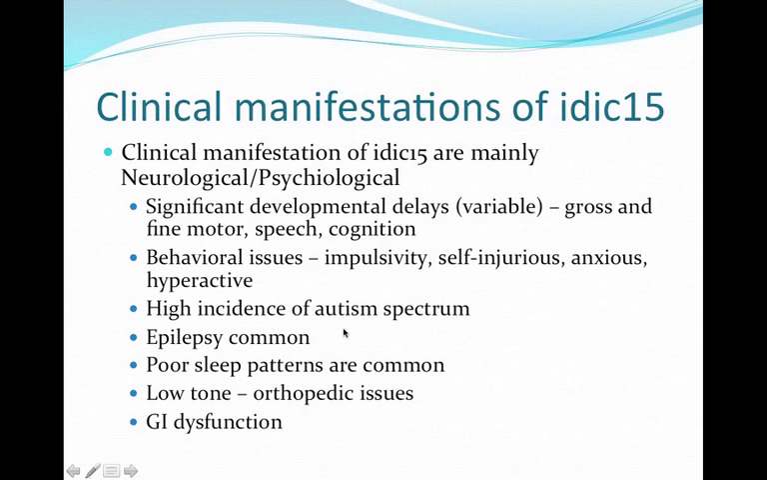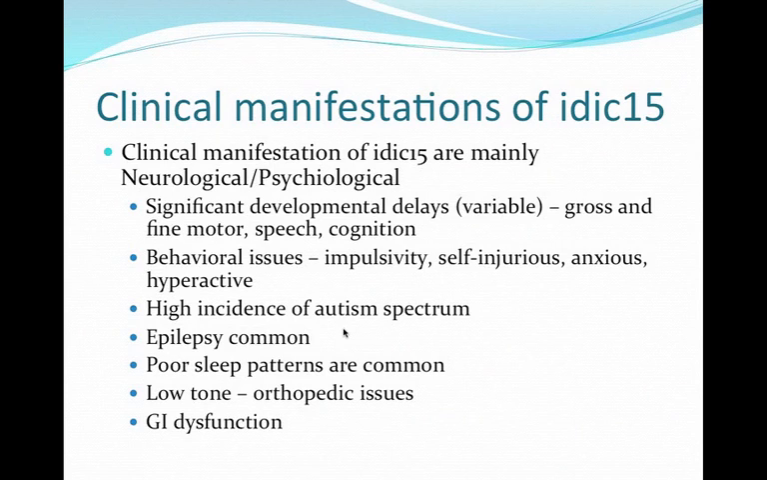And clinically, basically what we see is the majority of things are neurologic or psychological. So we see developmental delays, which are variable. Some kids can have pretty severe delays, some much more mild. And typically all areas, so gross motor, fine motor, speech. Behavioral issues such as impulsivity or self-injury. We see a lot of anxiety. There's a high incidence of autistic spectrum disorder to varying degrees, some more severe, some very mild.